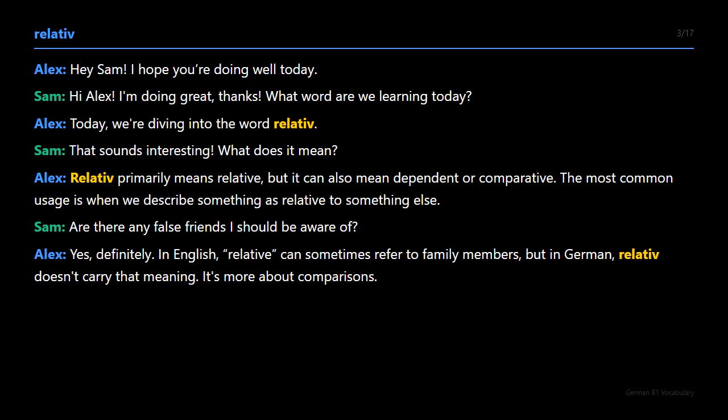Are there any false friends I should be aware of? Yes, definitely. In English, relative can sometimes refer to family members, but in German, relativ doesn't carry that meaning. It's more about comparisons.